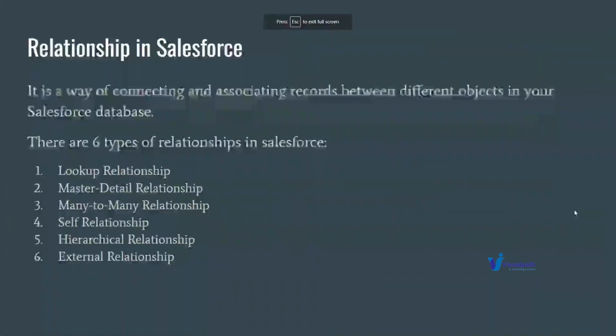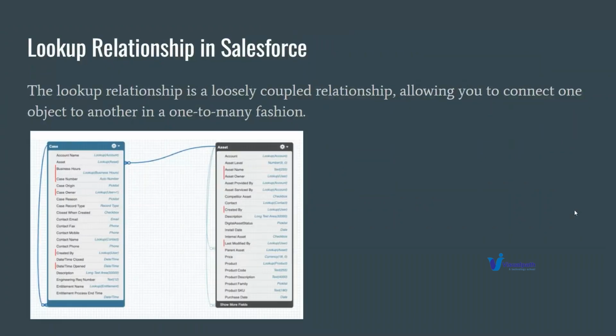Lookup relationship. What is lookup relationship? Lookup relationship is a loosely coupled relationship allowing you to connect one object to another in a one-to-many fashion. In this example, this is known as a schema diagram. We will again come back to this later, but for now, just understand this picture. What you are seeing is called a schema diagram, and we can manage the object relationship using the schema diagram as well, or we can understand it as well. So here there are two objects. One is case, one is asset.